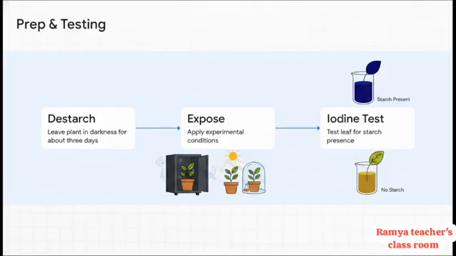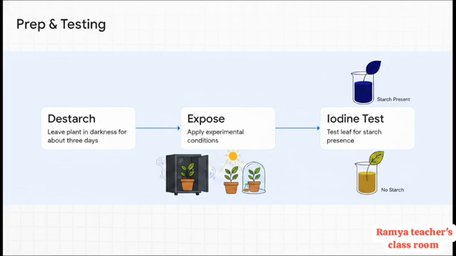But before we actually run the experiment, we have to prep our plant using a very specific sequence. First things first, we must de-starch a potted plant by leaving it in complete darkness for about 3 days. Now, you might be wondering, why do that? Well, plants store their leftover food as starch.